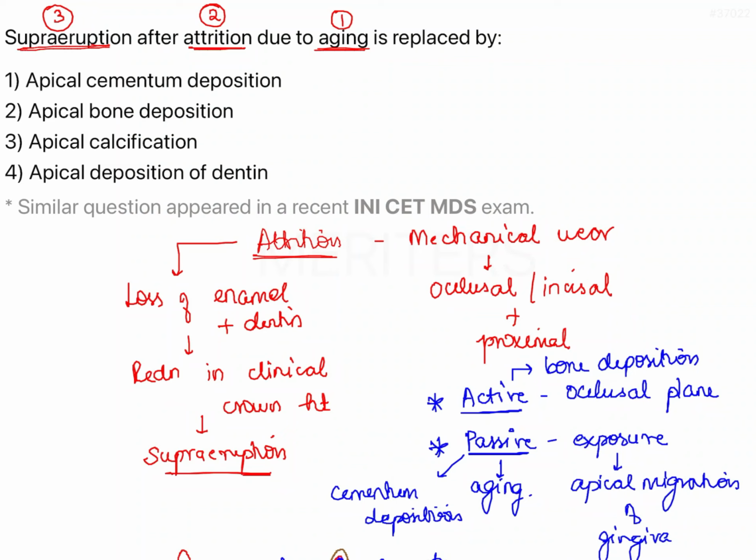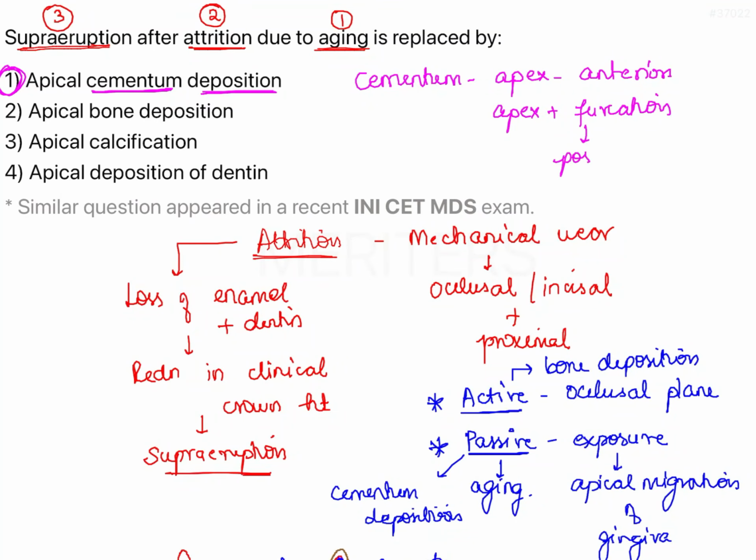And now getting back to our question, supra-eruption, which occurs to compensate for the loss of tooth by attrition during aging, is achieved by cementum deposition at the apical region. Therefore, the right answer here is option 1. The cementum is deposited at the apex in case of anteriors, whereas the cementum is deposited at the apex as well as in the furcation areas in case of posterior teeth.